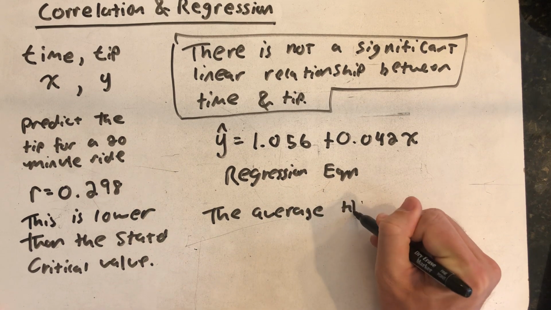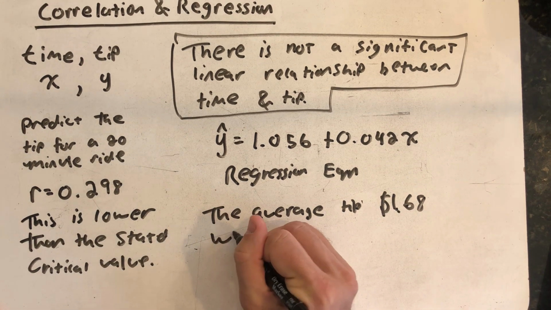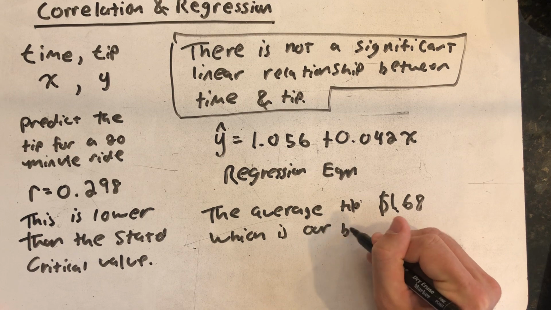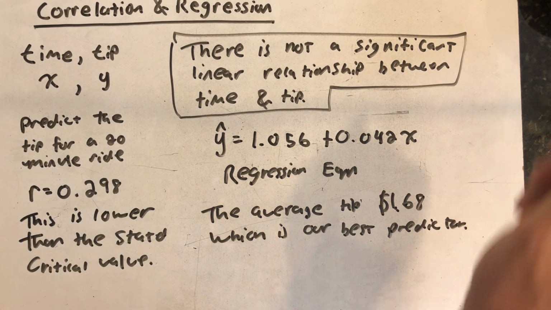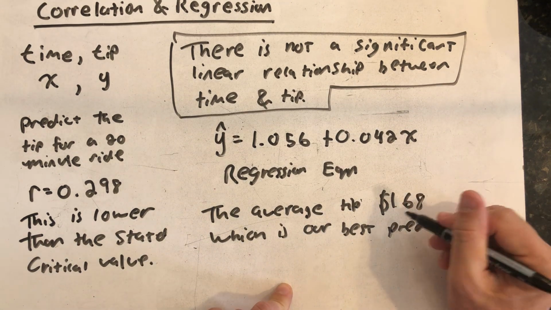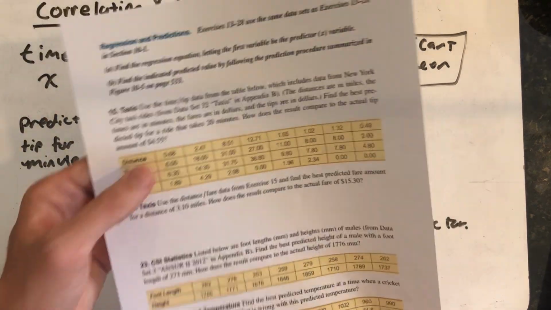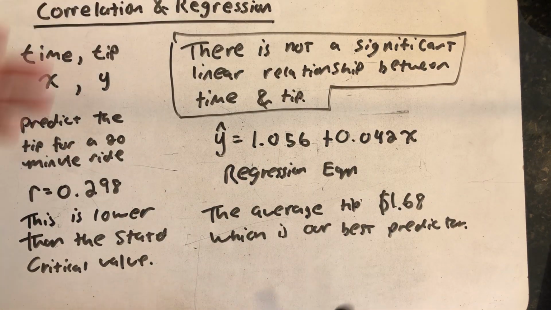The average tip is $1.68, which is the best prediction I can make. Because when there's not a significant linear relationship, that's the best we can do, is tell someone that, well, the average is $1.68, so for a 20-minute cab ride, I'm going to guess it's about $1.68. We're asked to make a comparison here to the $4.55 that apparently was the actual tip, and it's pretty far off.